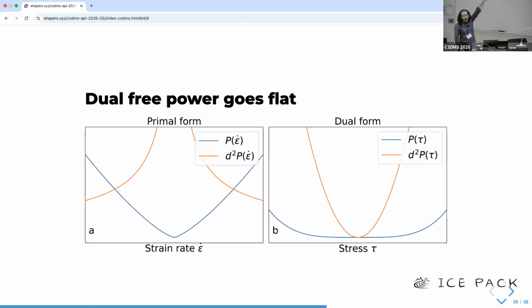So I showed you this figure before. On the left is the free power density as a function of strain rate. On the right, I have the dual form showing the free power density as a function of membrane stress. So whereas before there's a cusp, now it goes flat. Before, the curvature goes to infinity, and now the curvature goes to 0. That's also bad, but it's a form of bad that I can work with. I can negotiate with 0. I can't really negotiate with infinity.